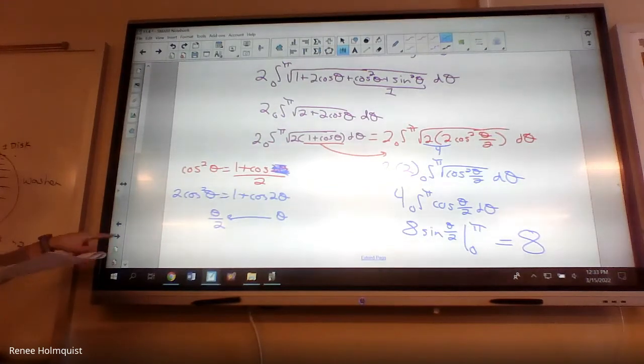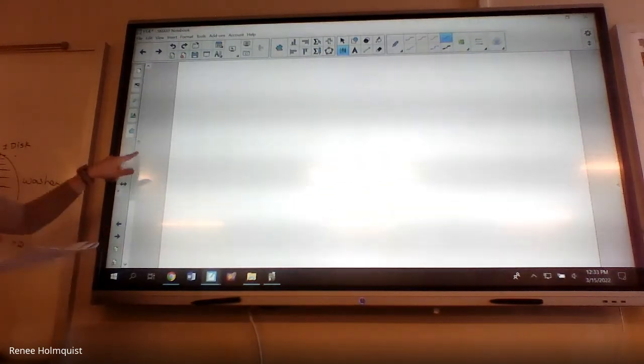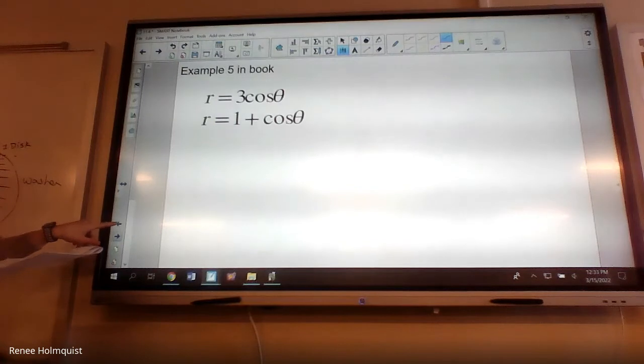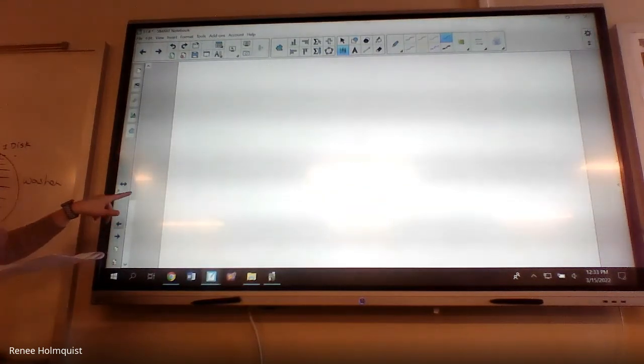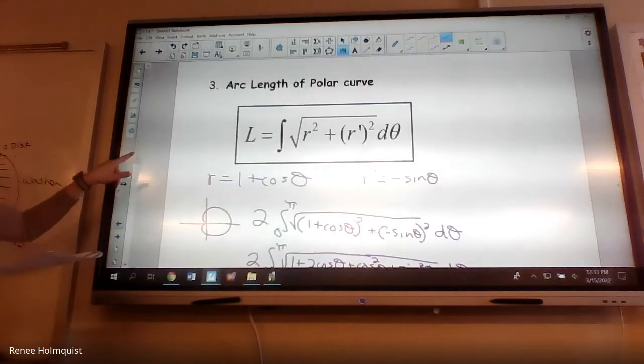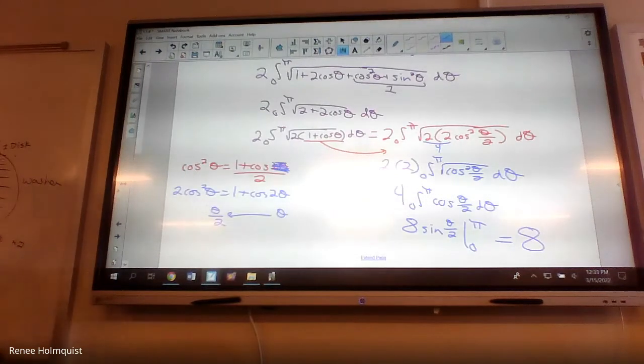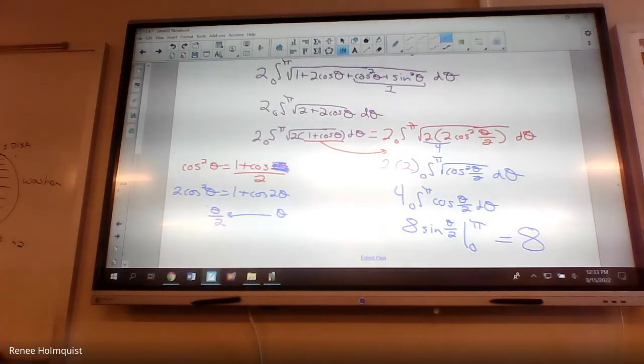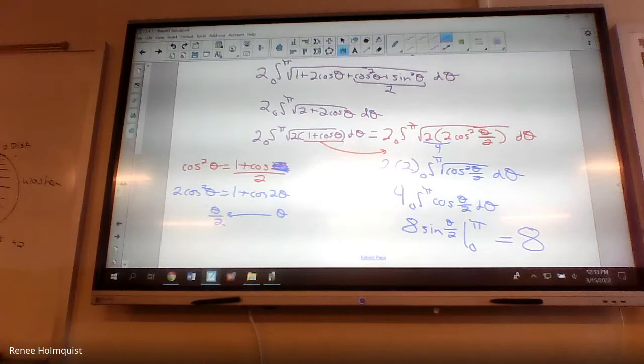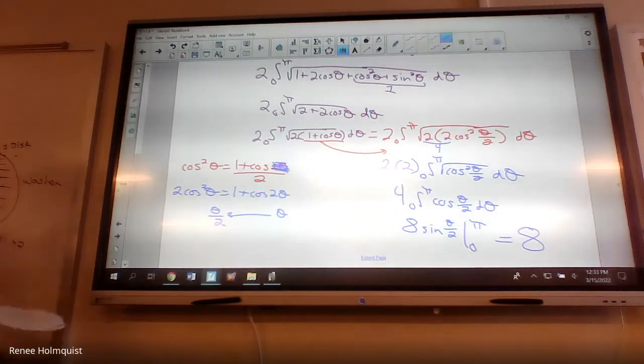So just before we do example 5, I just want to connect polar and parametric because they actually can be used interchangeably with each other, and I'll show you how.